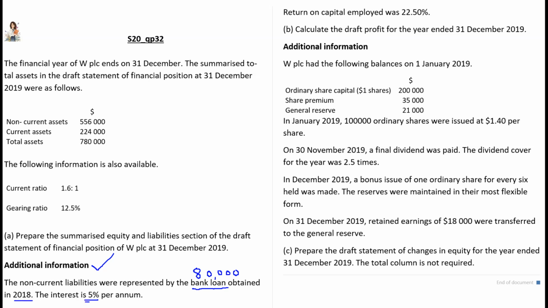The interest on this bank loan is 5% per annum. Return on capital employed ratio was 22.5%. In part B, we have to calculate the draft profit for the year ended 31st December 2019. So let's solve part B. We'll prepare working note 4.